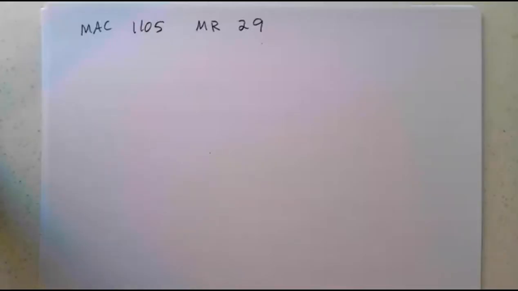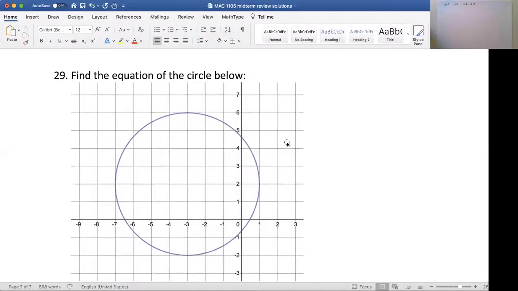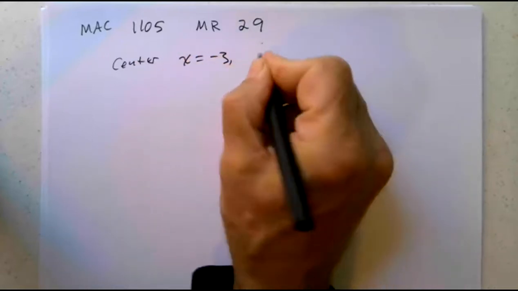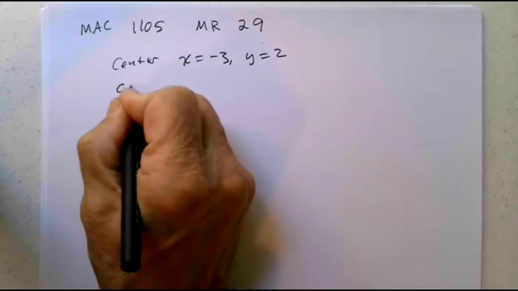So let's go ahead and take a look at the following graph. And we are asked to find the equation of the circle. Well, I need to find the center first. So here is a diameter. Here is another diameter. So the center of the circle seems to be here, where x is -3 and y is 2. So that's the point.